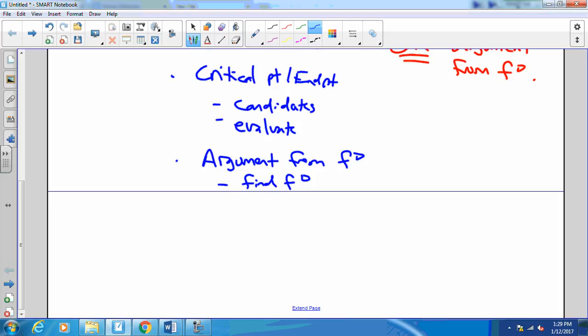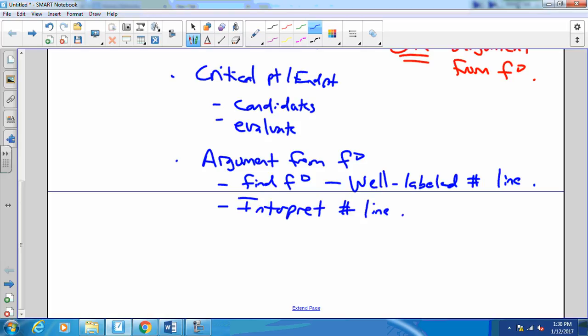How does the argument from the sign of f prime go? Find critical points, right? And do what with them? Decide where f prime is greater than zero or less than zero. What's the tool of choice there? A number line. Right, a well-labeled number line. And then we interpret that number line, and we're good. That's it. Okay, so that's how it goes.